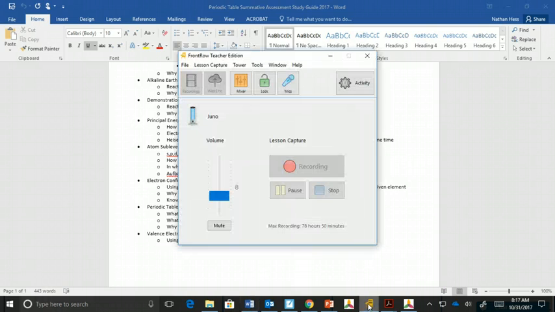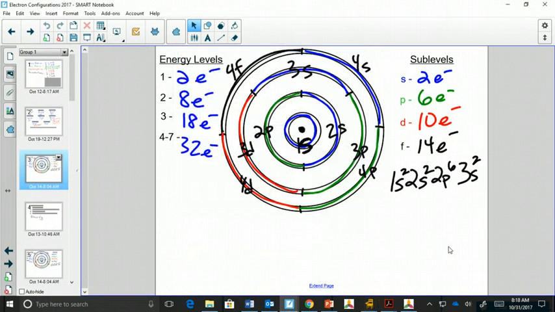Well, let me pause for a moment here. All right, I wanted to get to this diagram here. We're talking about energy levels, and you can see that energy level 1 holds 2 electrons. Energy level 2 holds 8. Energy level 3 holds 18. Energy level 4 holds 32. We've also broken it down into its sublevels: the s holds 2, the p holds 6, the d holds 10, the f holds 14.